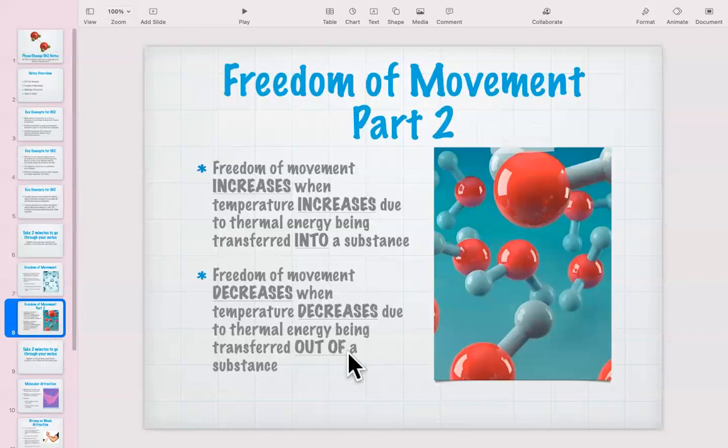On the opposite end, freedom of movement decreases when temperature decreases due to thermal energy being transferred out of a substance. So the opposite of that: if you take thermal energy out of a substance and decrease the temperature, or decrease the amount of kinetic energy the molecules have, you will then decrease the freedom of movement. And then you're talking about things condensing or freezing.